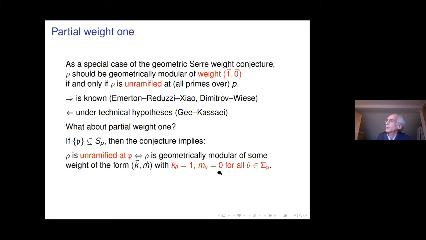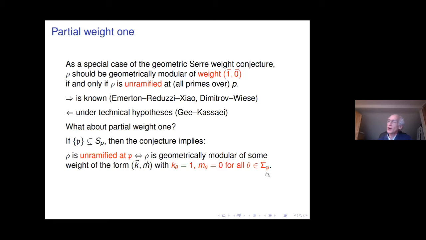Right, so as I was saying, the most direct generalization, if you have more than one prime over p, then the expectation is that rho is unramified at a chosen prime frak p if and only if rho is geometrically modular of some weight of this form, where all the k thetas are one for the thetas that correspond to, so the thetas that induce the frak p p-adic metric on F. So the thetas in sigma p when you decompose.